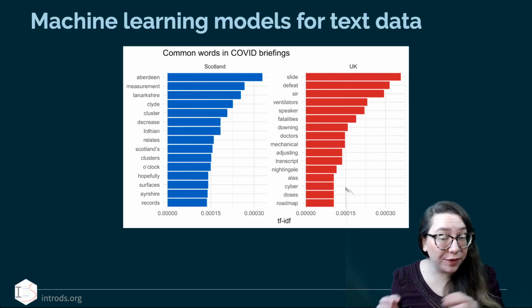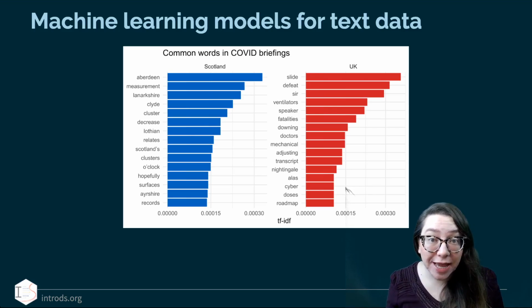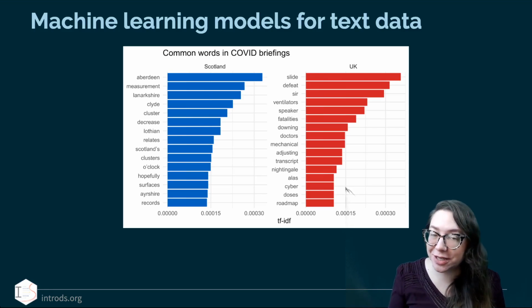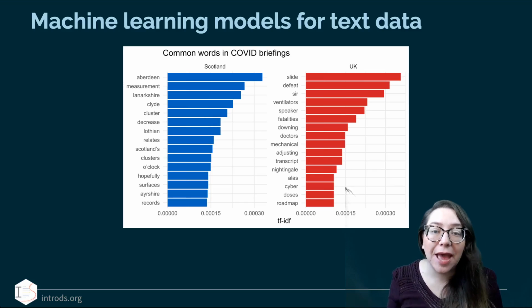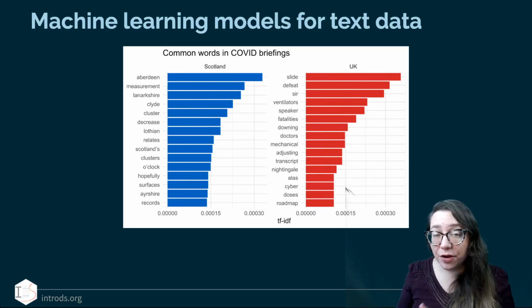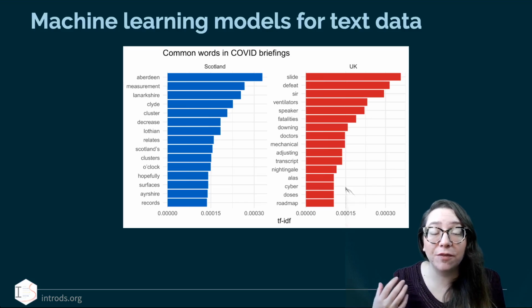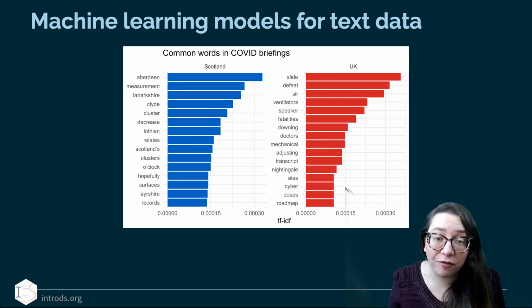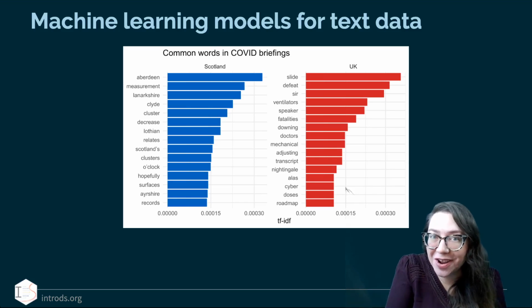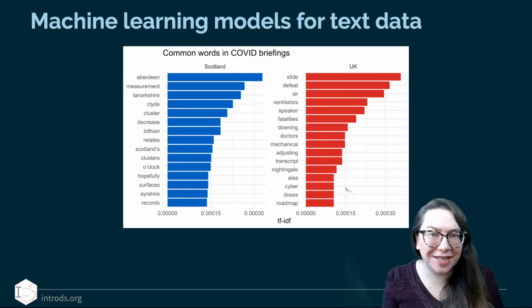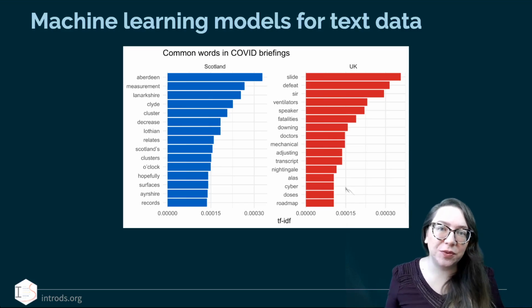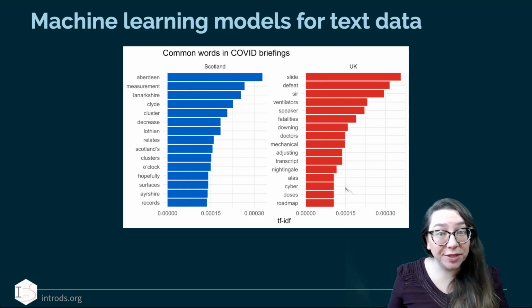And this is a visualization we've seen earlier when we calculated the TF-IDF, which is the term frequency inverse document frequency, to compare these two types of documents, in this case, these two speeches. And we've seen that there are certain words that are more likely to appear in one and not the other, and vice versa. We've talked about some of the locations in Scotland where there have been outbreaks, like Aberdeen, for example, or Lanarkshire. These never make it into the UK briefings. And also things like the word slide, where they say, next slide, please, or the word defeat, where they say, we will defeat this virus, don't tend to make it into the other one.